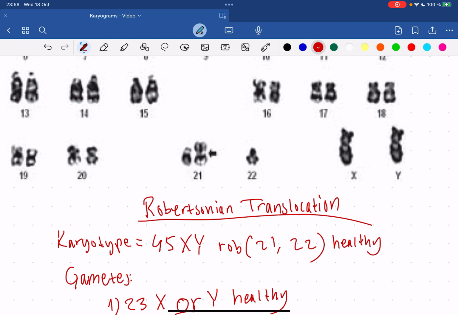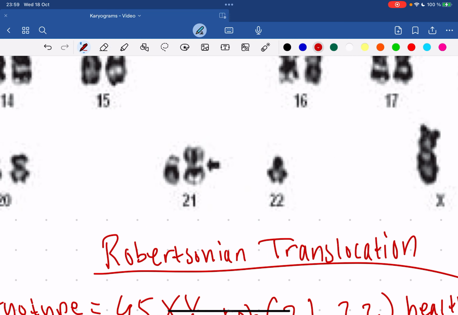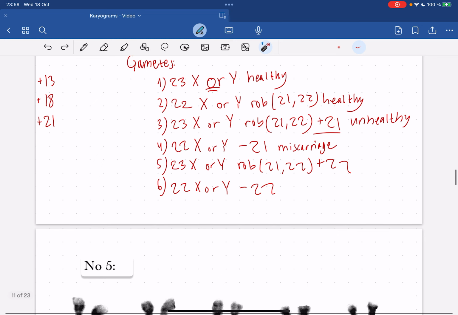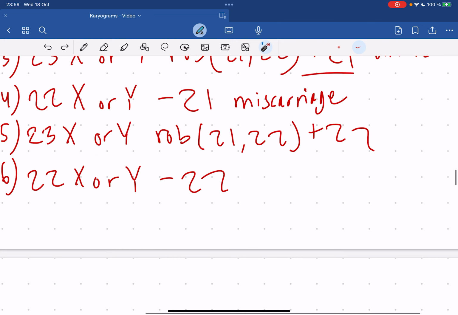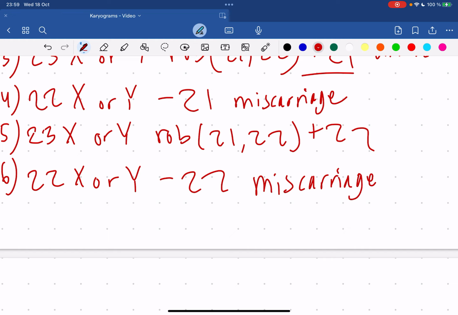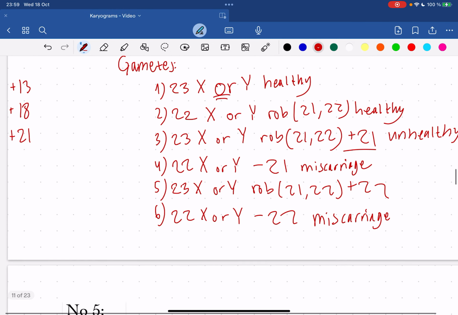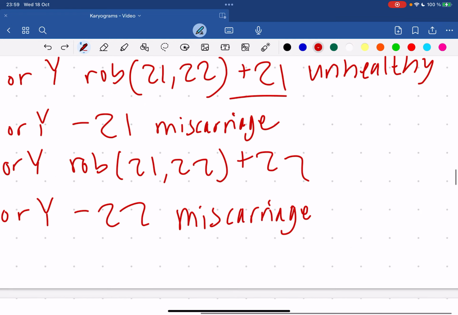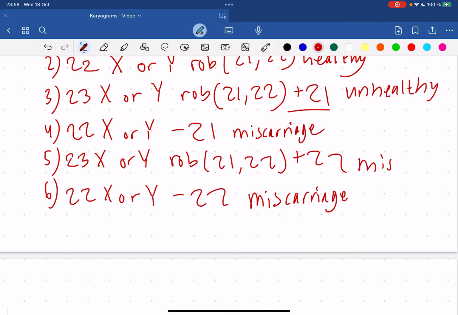Meanwhile, minus 22 would be if you just pick this one, not this one or this one, then this would be technically minus 22. And of course, if it's minus, it always leads to miscarriage. But if it's plus, it leads to miscarriage unless it's one of these three: 13, 18, and 21. In our case, it's neither. So this will be a miscarriage as well.